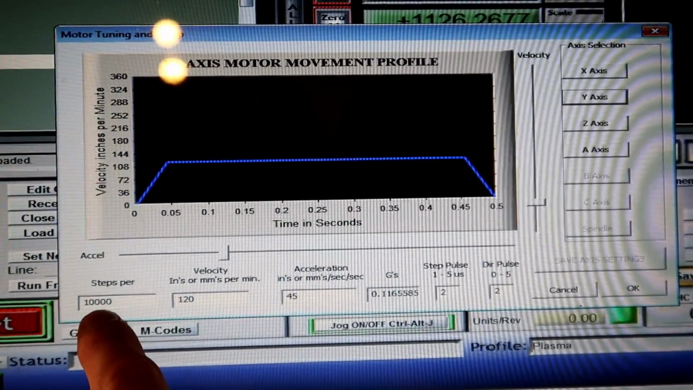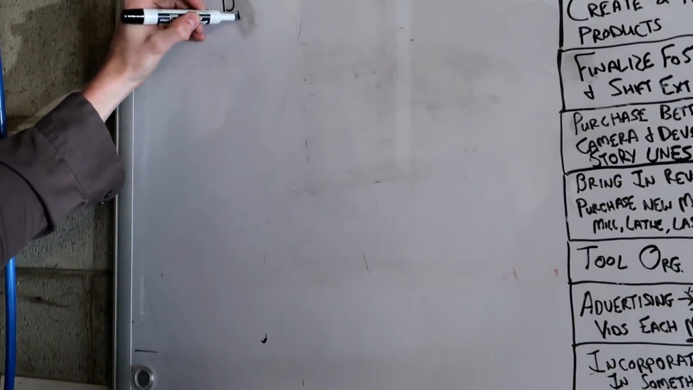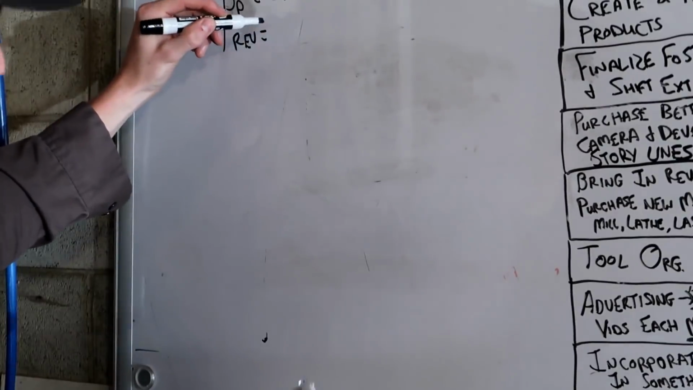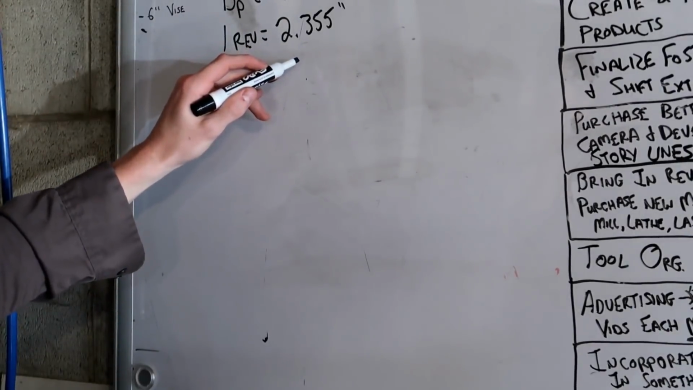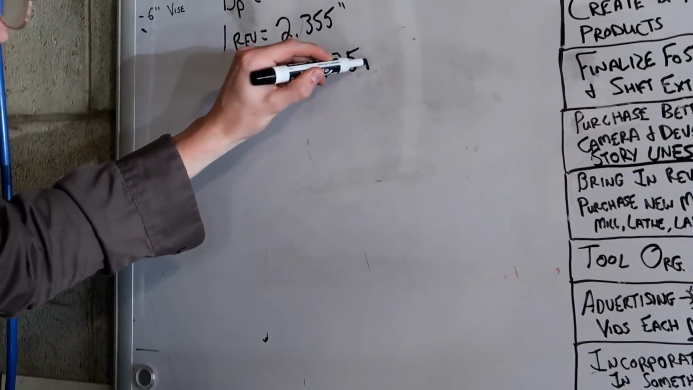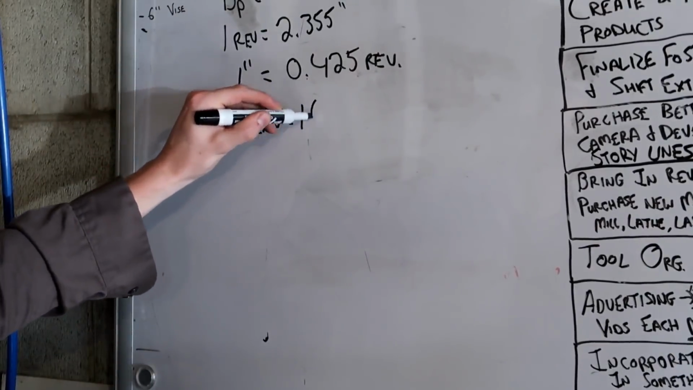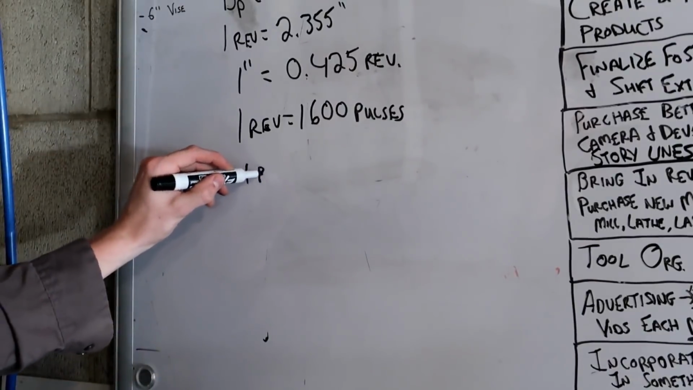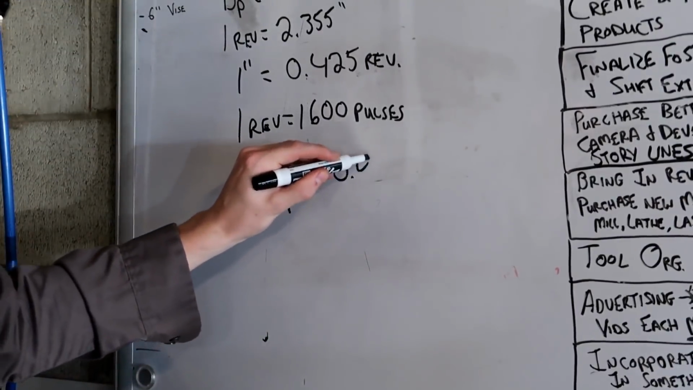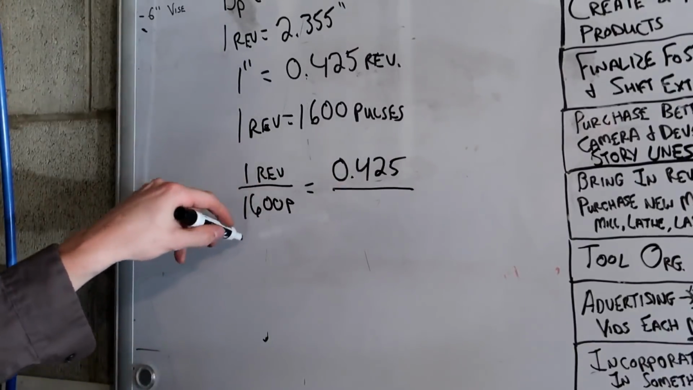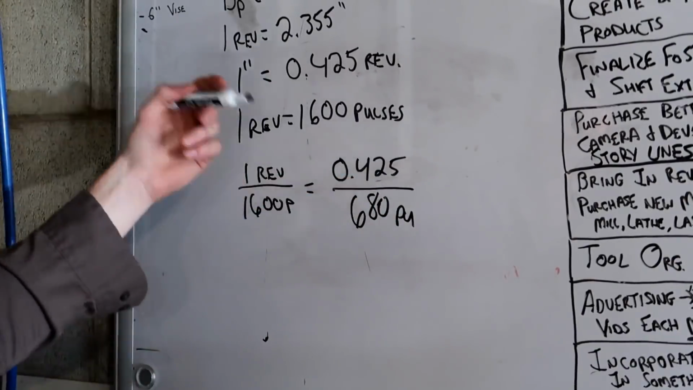This should be 680 steps per inch. Let's do some quick math. The pinion gear has a pitch diameter of 0.75, so one revolution equals 2.355 inches of travel. To get 1 inch of travel, it's 0.425 revolutions. We have it set to 1/8 micro-stepping, so one revolution equals 1600 pulses or steps. Cross multiply and divide, and you get 680 pulses for 0.425 revolutions, which is 1 inch of travel.